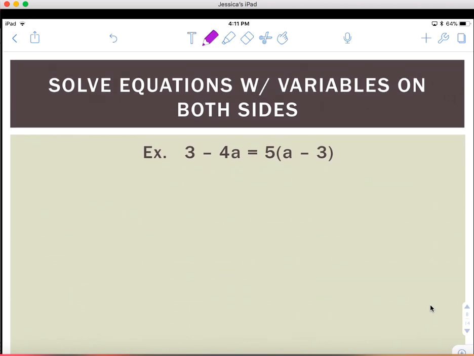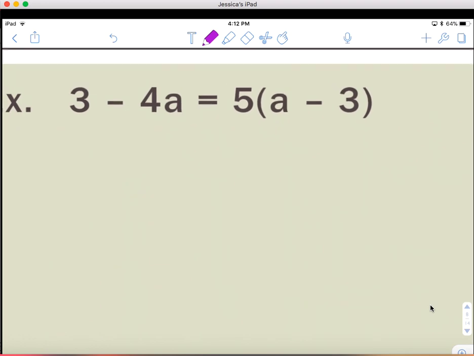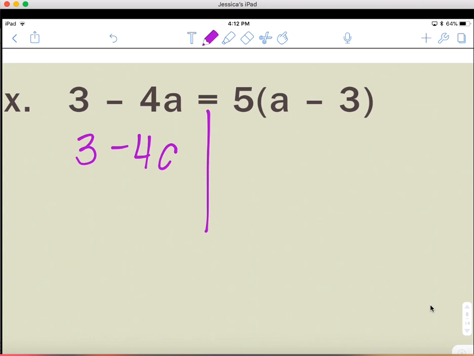This example is combining our multi-steps with having variables on both sides. If you look carefully, we have parentheses, which means we have to start with the distributive property. On the left, my like terms are combined. I can't do any simplifying there, so I'm going to leave that as 3 minus 4a. On the right, since I have a 5 outside the parentheses, I'm going to distribute. 5 times a is 5a, and 5 times negative 3 is negative 15.